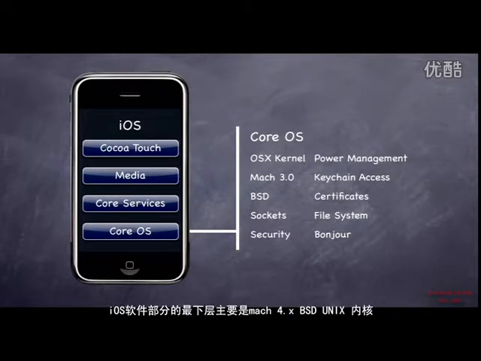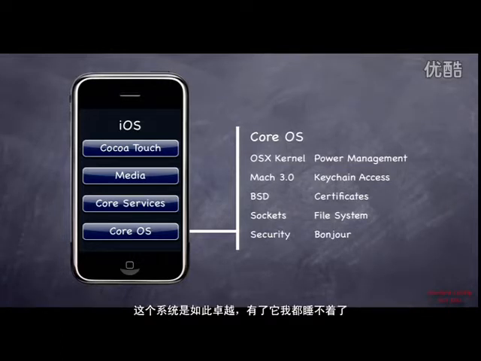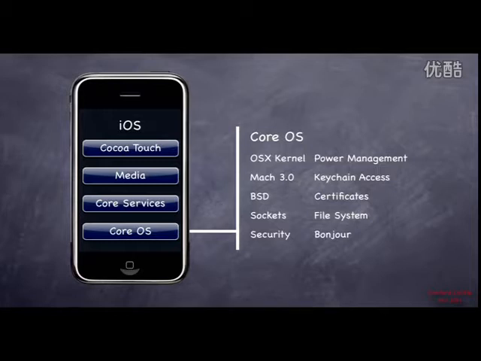So at the bottom layer of software in iOS is basically a Mach 4.x BSD Unix kernel, okay? It's the Mach OS 10 operating system, basically, targeted for this device, but that gives you a lot of power to have a full multitasking Unix kernel at the base. And it's quite remarkable that that kind of operating system is on an embedded device like this.